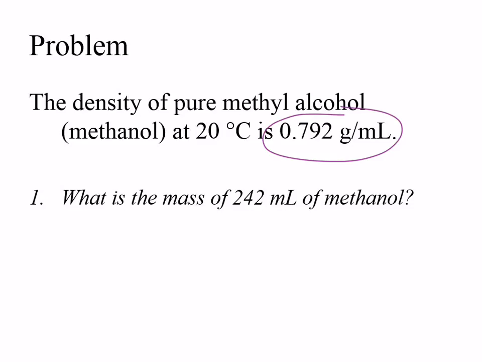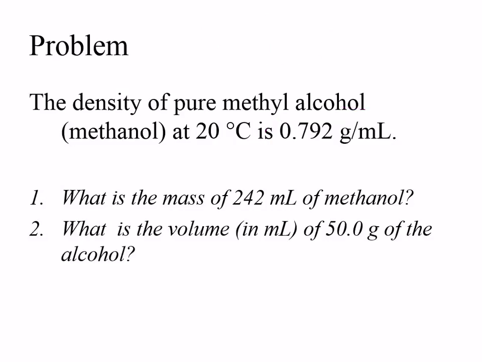For methanol at that temperature, there are 0.792 grams in 1 milliliter. That's it. See how I unpacked it? I fluffed it out. 0.792 grams per 1 milliliter for methanol at that temperature. So we're going to work 2 conversion problems using density. In the first case, we're going to use volume in milliliters, use density and knock out grams. In the second one, we're going to use 50 grams, use density and knock out milliliters.